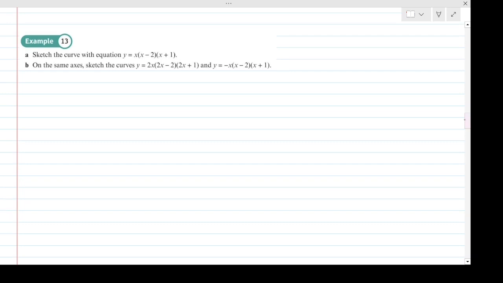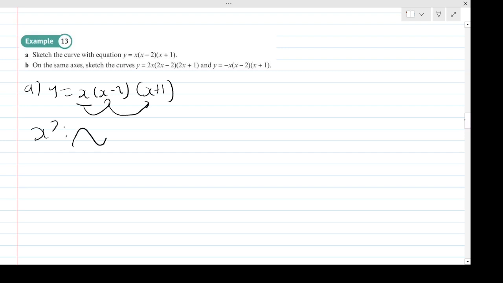Example 13. First of all, it's asking us to sketch the curve y is x(x minus 2)(x plus 1). Again, that's just an ordinary cubic graph. We know how to sketch those. Firstly, we need to determine the type of shape, so we need the x cubed coefficient. How do we get x cubed? You do x here times x there times x there to get positive x cubed. So it's going to have that sort of shape, going upwards.